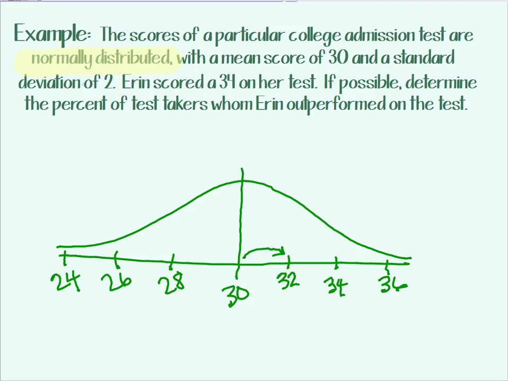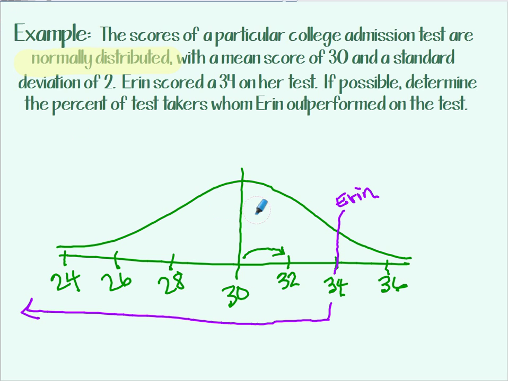This tells us that Erin scored a 34 on her test. So Erin is right here. We want to know the percent of test takers whom Erin outperformed on the test. In other words, we want to know what percent of people scored less than 34. With this kind of problem, it's not straight up one of our 3% in the empirical rule. So I'm going to break this up just a little bit.